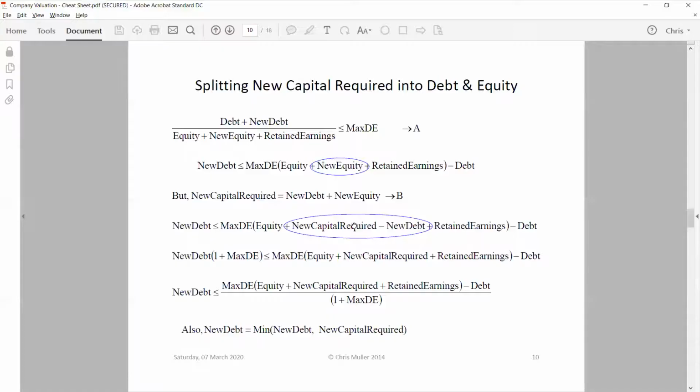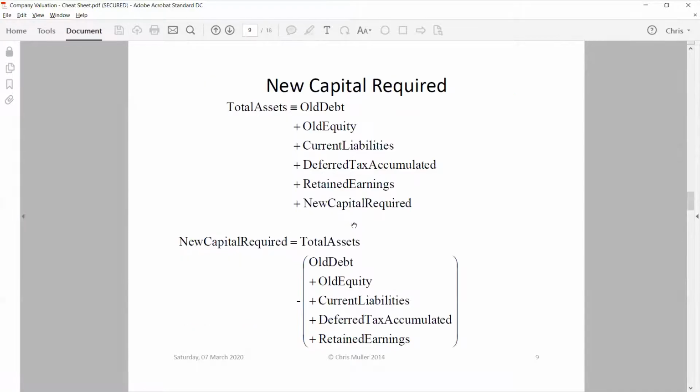I want to take you to, this is page 10 in the cheat sheet. And when you get there, go back to page 9. So have a look here. We know that in order to finance our total assets, we can finance them with last year's debt and last year's equity, as well as this year's current liability, this year's deferred tax, if we're not going to pay the receiver, this year's retained earnings that's coming for free from the income statement, and a magical number called new capital required that makes this perfectly balanced.